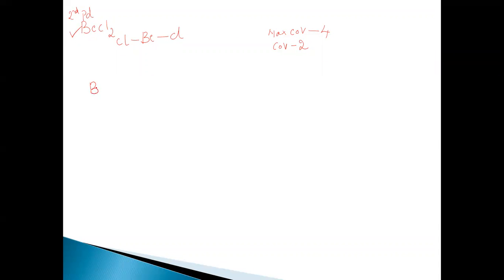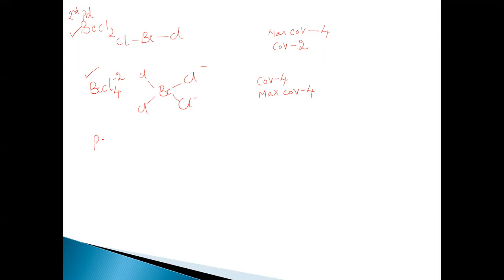And when we come to BCl4 minus 2, it can form 4 bonds with 4 chlorines. So the covalency here is 4. The maximum covalency according to this period number is 4. So this molecule can also exist.